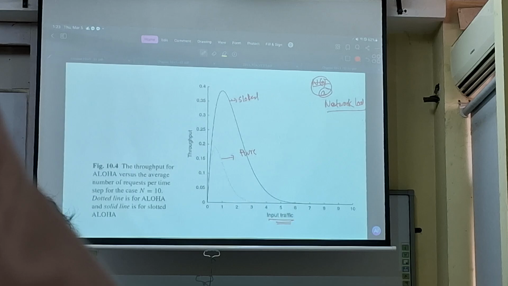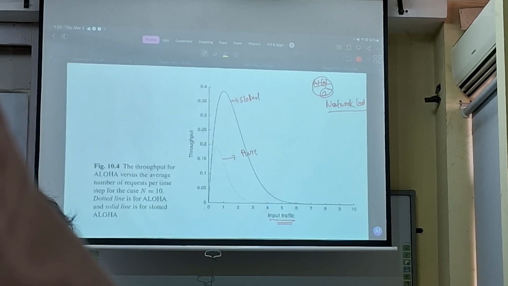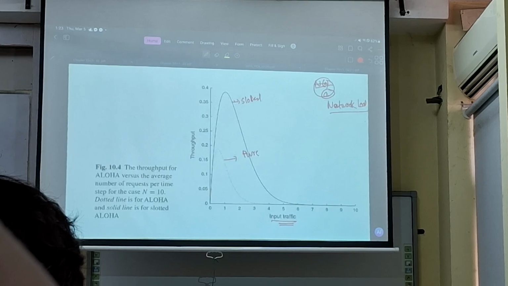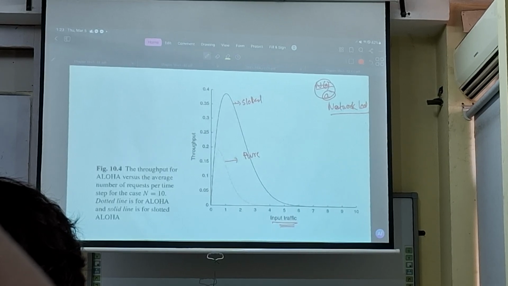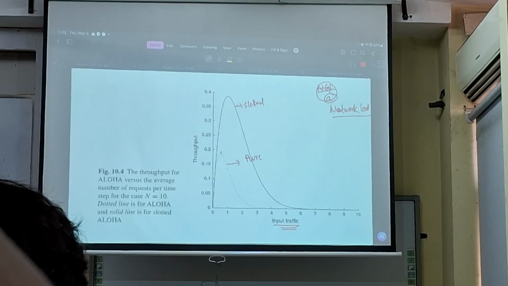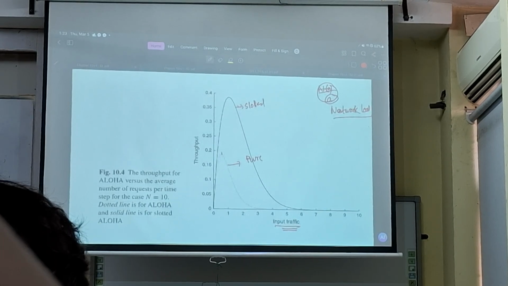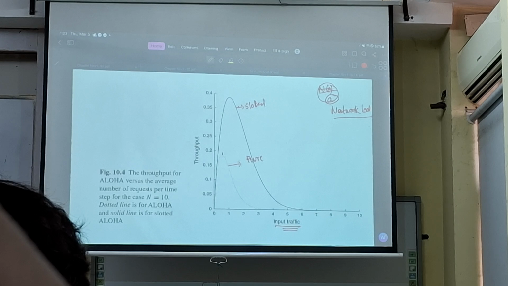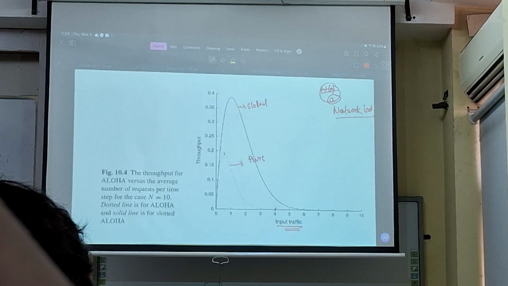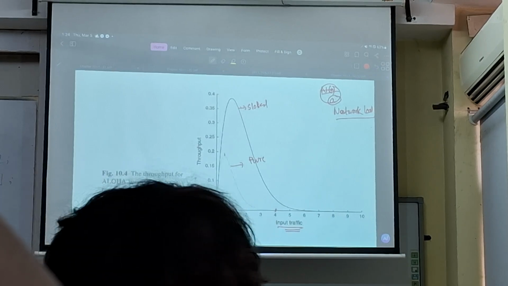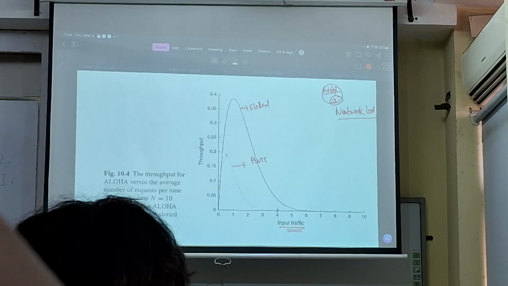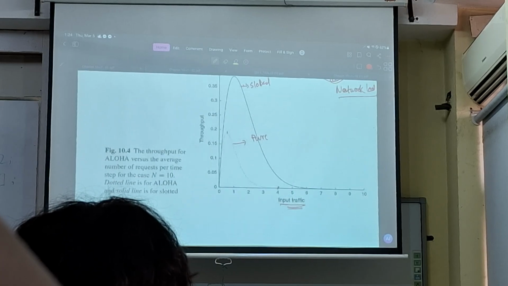Now, as we increase the network load from 0, there is no traffic, so throughput will be 0. As we increase the network load, throughput will increase, and we will reach the maximum point. After that, the collision rate will increase. Even though we increase the network load, throughput will decrease. Okay? So this is just a graph. Now, how can we find a graph like this?